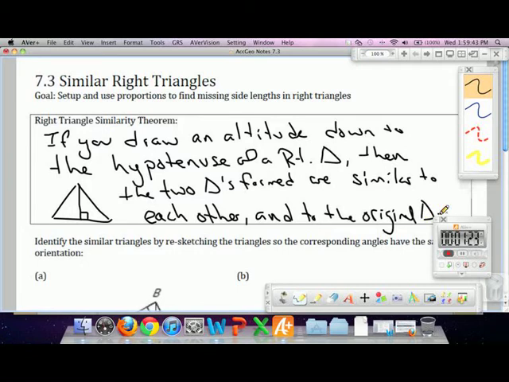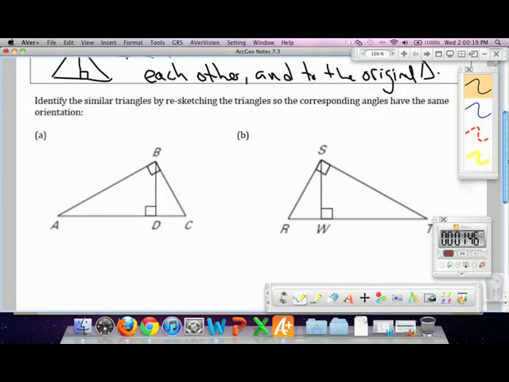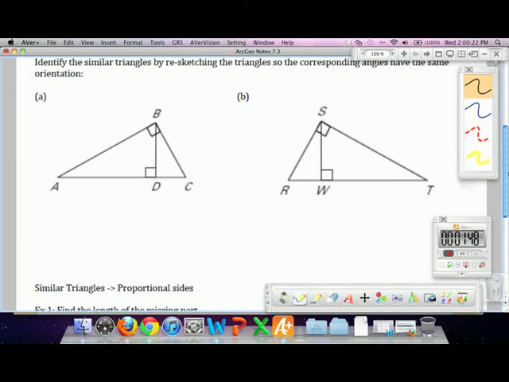If you draw an altitude, then the three triangles that you get, the two smaller ones and the larger one we started with, are all similar triangles. Similar meaning that the corresponding angles are congruent and the corresponding sides are all proportional in size. So, one important skill that we would like to have would be identifying some similar triangles that are here.